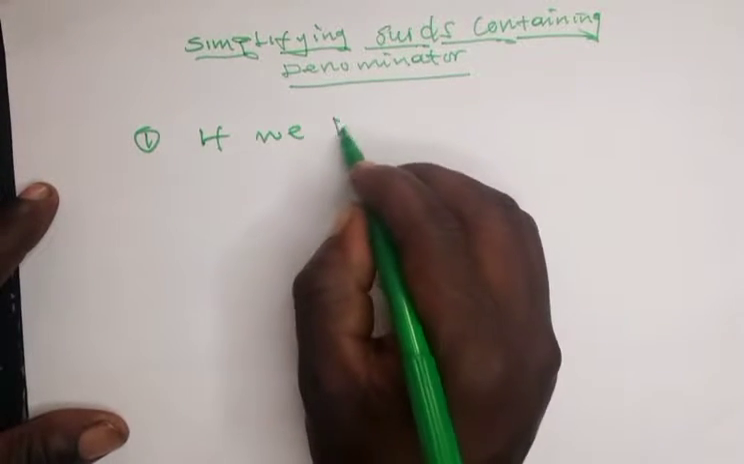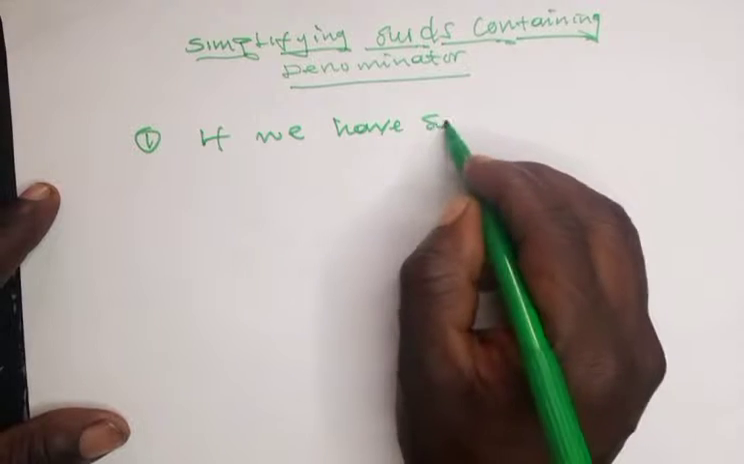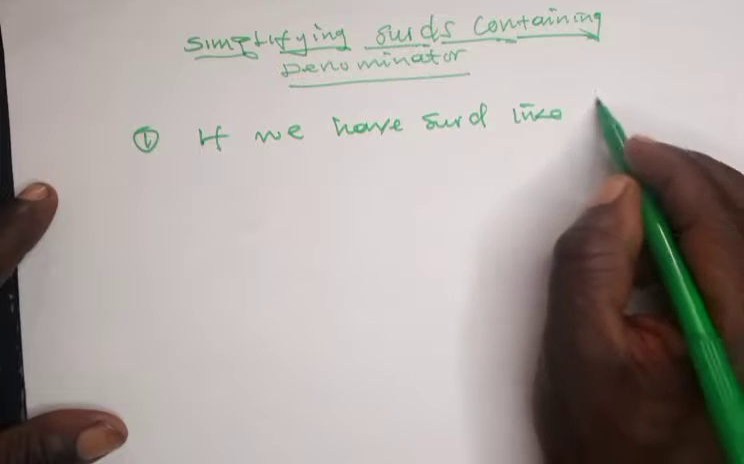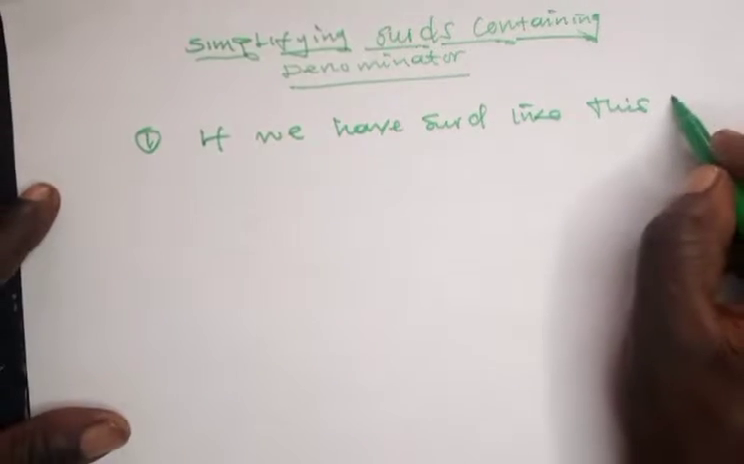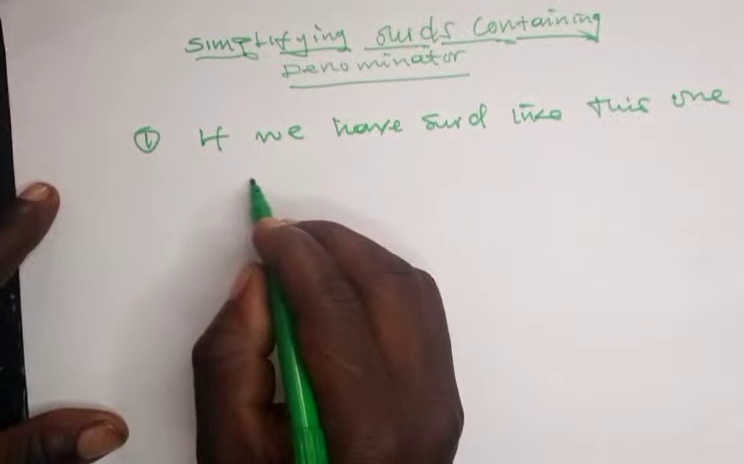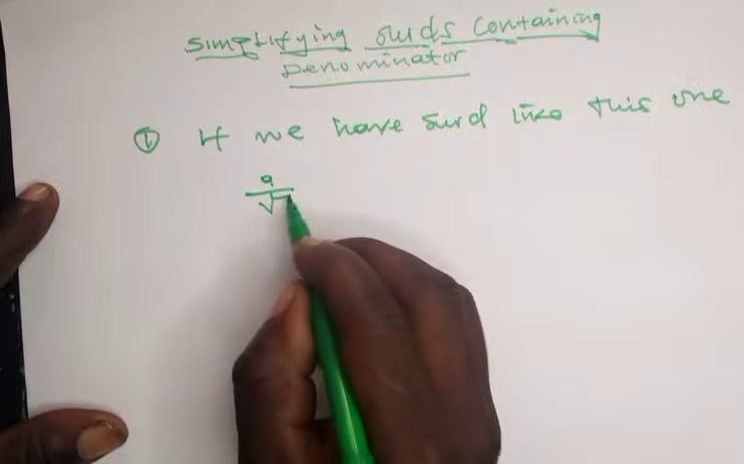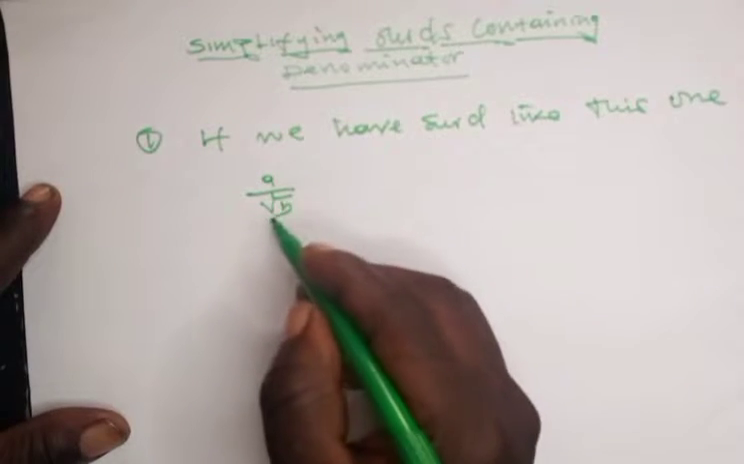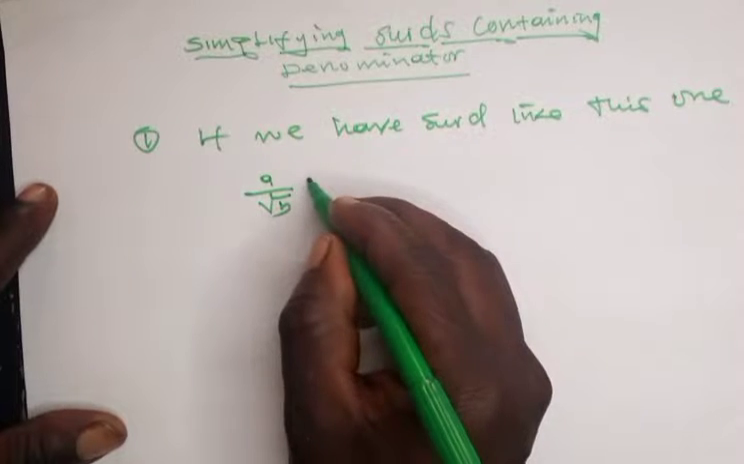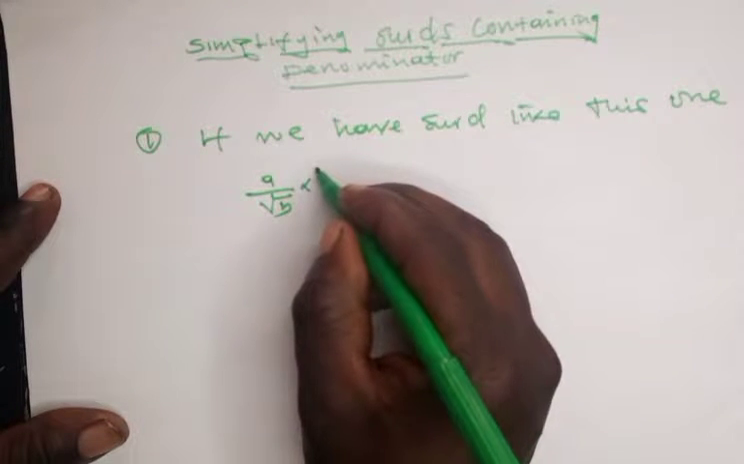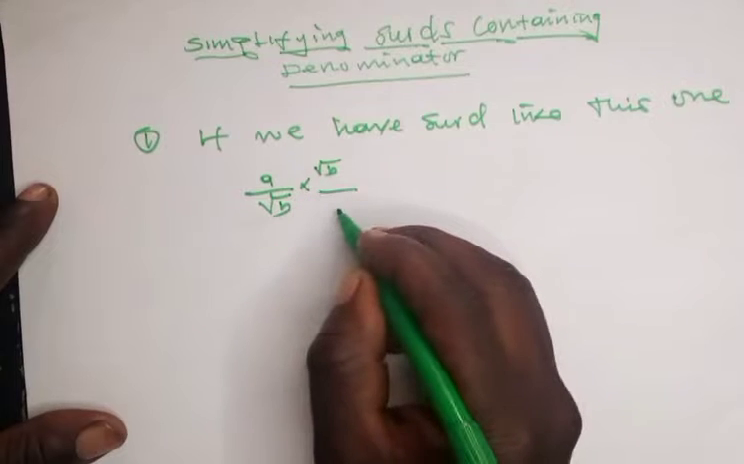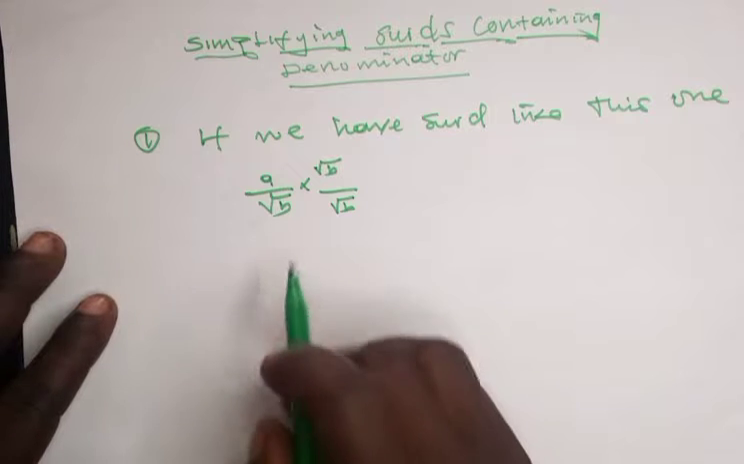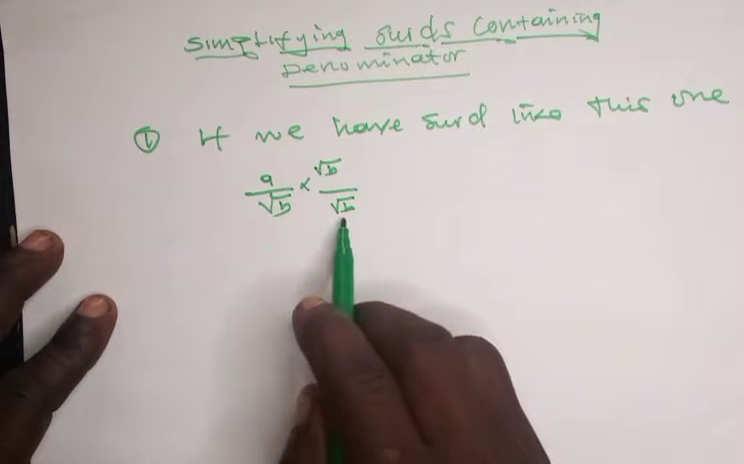If we have a surd like this one, a over square root b, as a mathematician you don't have to leave your answer in that way. You have to look for a conjugate of square root b, which is square root b. You have to multiply both numerator and denominator by square root b.